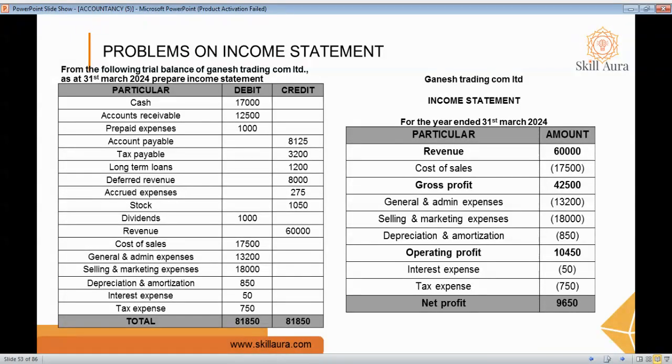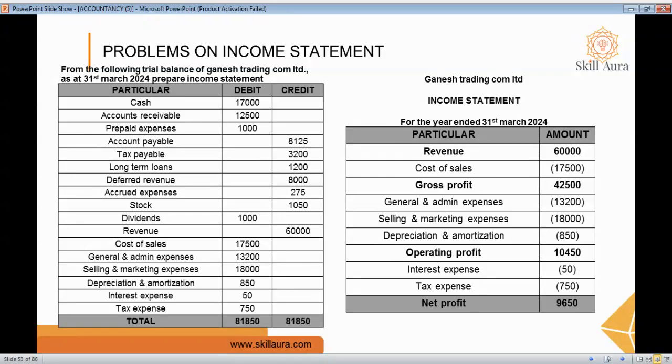When you learn the format, you will understand what topics come under the income statement. For that, the format is very important. So your revenue comes first, then the operating expenses: general and administrative expenses, selling and marketing expenses come under indirect operating cost, and depreciation and amortization also come under indirect operating cost, and interest and tax come under indirect non-operating cost.